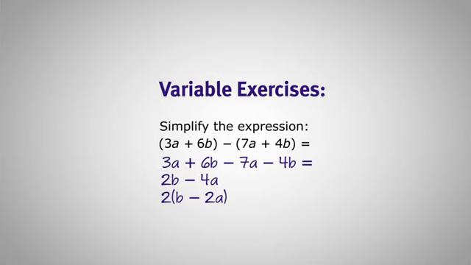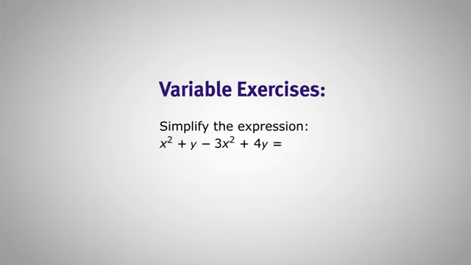Let's take a look at example number 5. We're given x squared plus y minus 3x squared plus 4y. Notice that our x terms have exponents. When you're looking to combine like terms, you want the exponents to match in order to verify that they're like terms. In this case, they do. So we can simplify x squared and negative 3x squared to minus 2x squared. Adding the y terms, y plus 4y, we get 5y. So our simplified expression is 5y minus 2x squared.